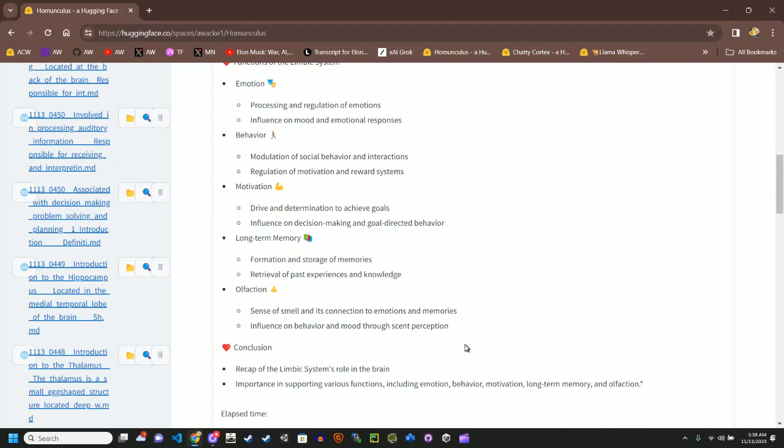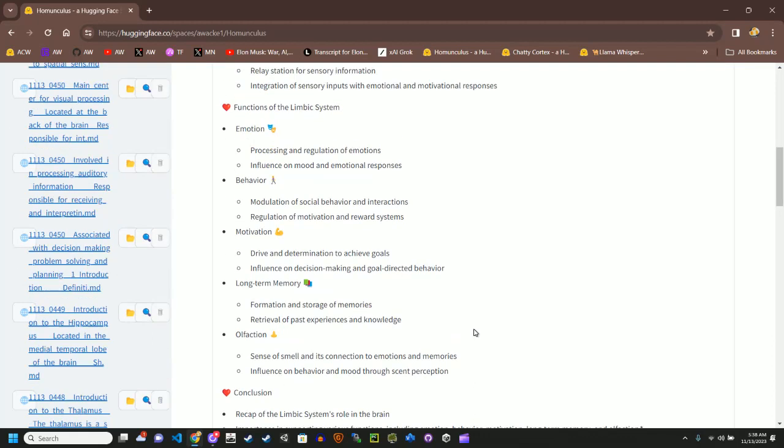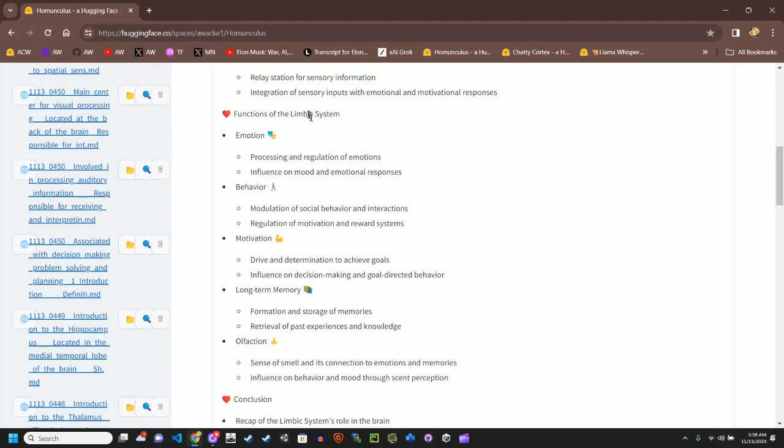Long-term memory: formation and storage of memories. Retrieval of past experiences and knowledge. Olfaction: sense of smell and its connection to emotions and memories. Influence on behavior and mood through scent perception.